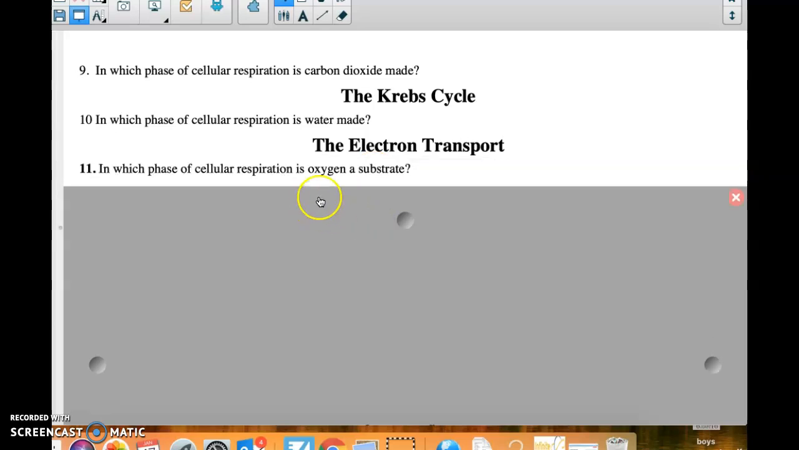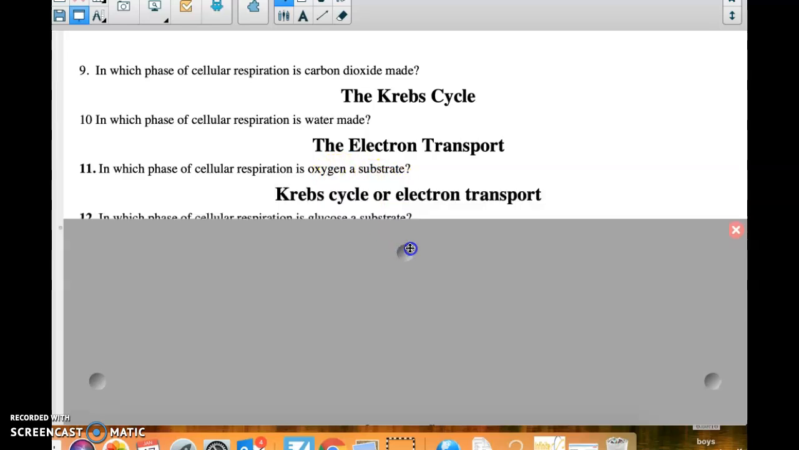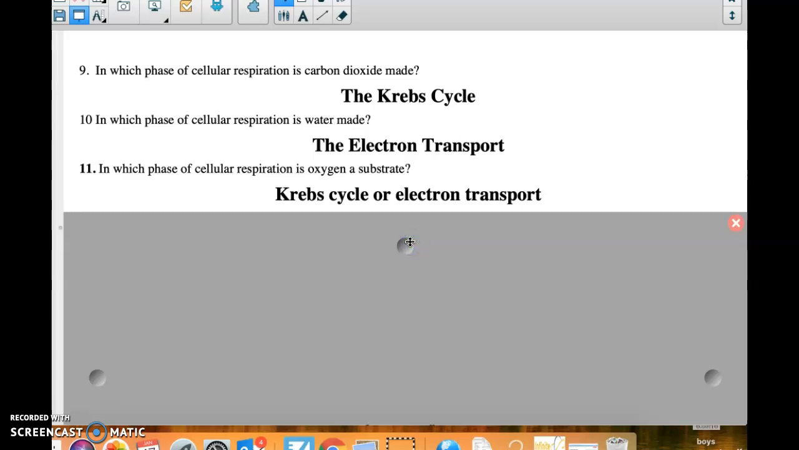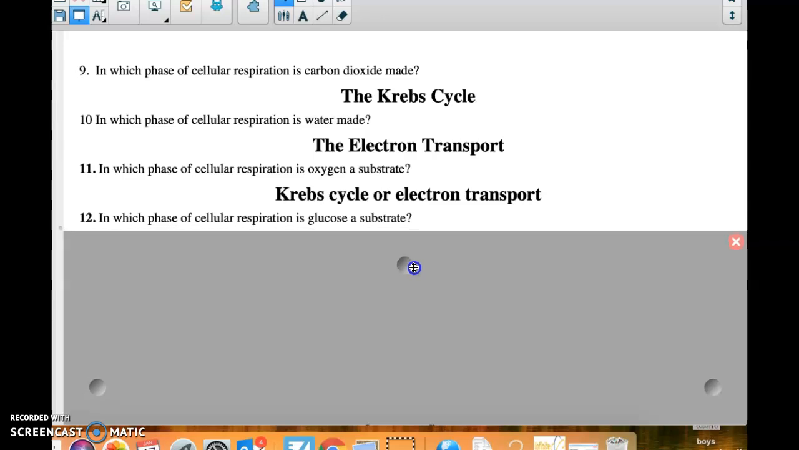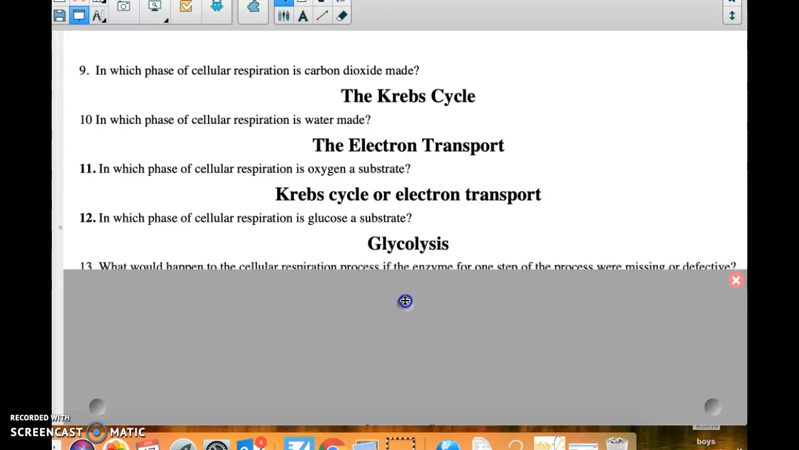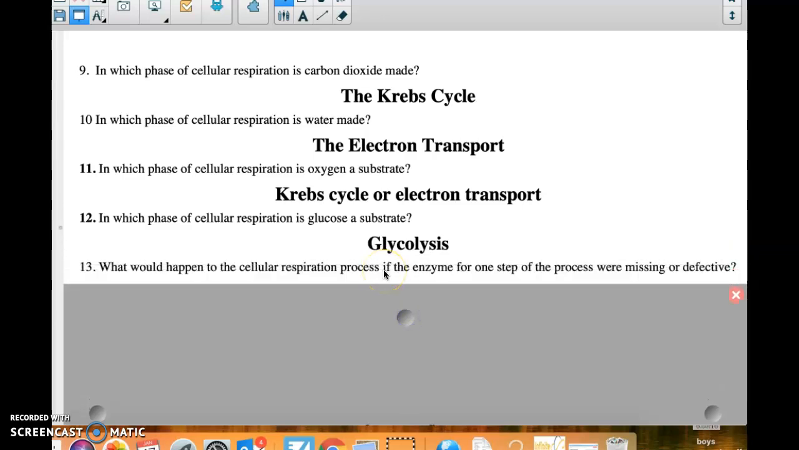In which phase of cellular respiration is oxygen necessary? It's necessary in order to help those stages work, and that would be the second and third stage, Krebs cycle and electron transport chain. Glycolysis does not need oxygen. Which phase do we need glucose? That would be the very first stage, glycolysis. Glycolysis itself is a word that means sugar breaking, so it's going to take glucose and break it apart, and it's going to form something called pyruvic acid.